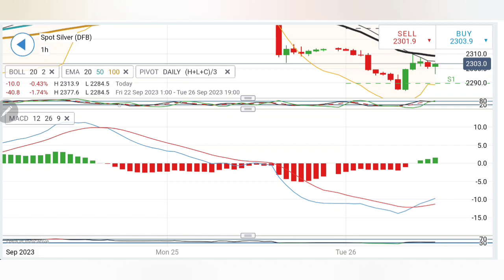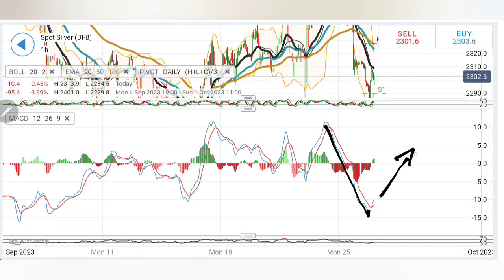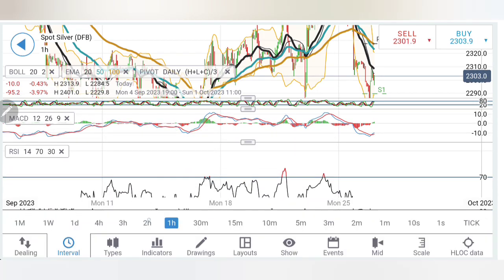Stochastic is near overbought. MACD has crossed over, trading with little divergence and bullishness. The slope here and here is different. Also, one must note on the earlier charts a sharp drop is seen. Hence, a little recovery on the upside cannot be denied. RSI is coming out of the oversold zone.